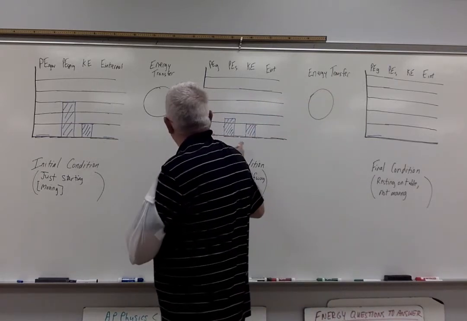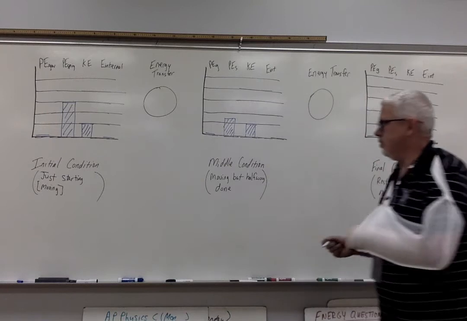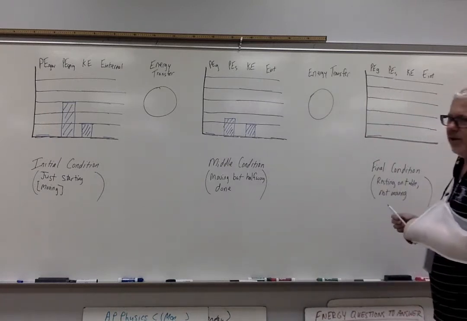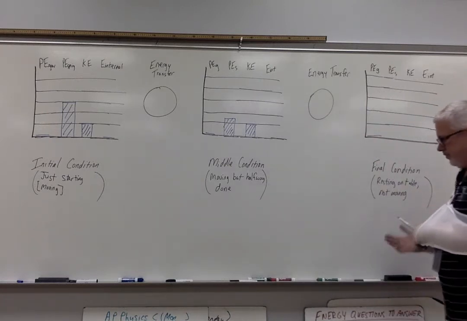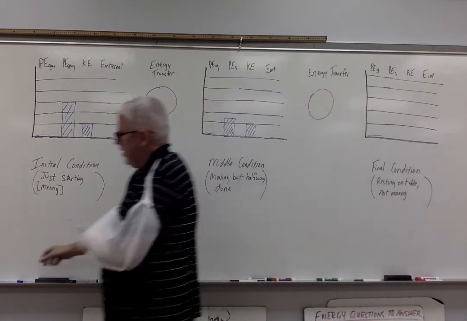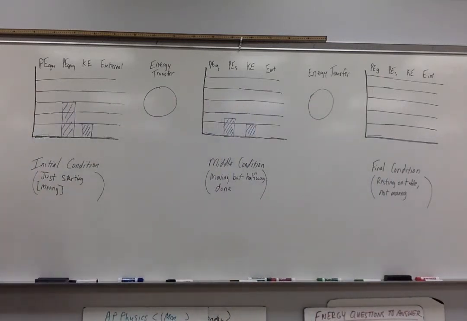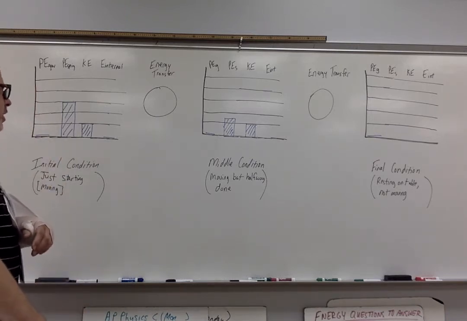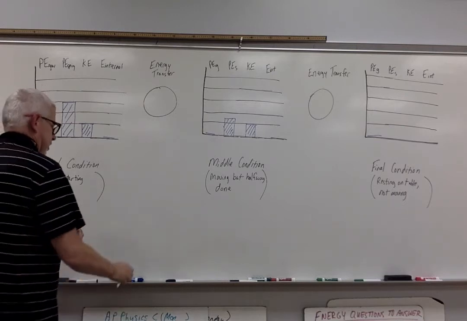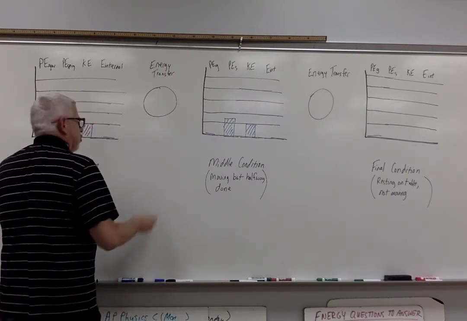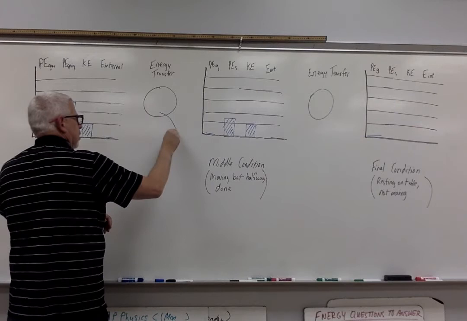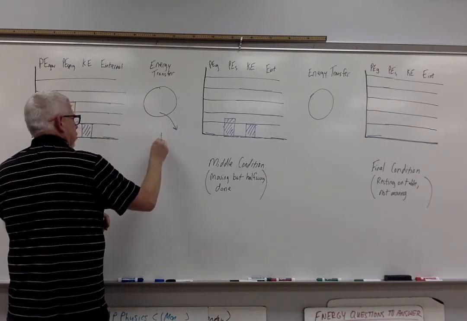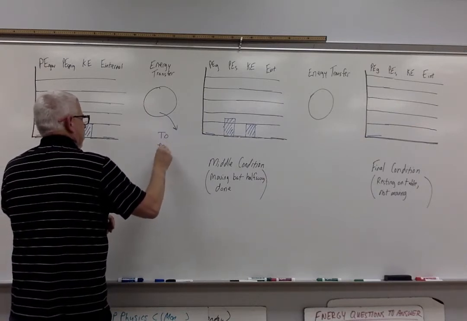4 bars over here, 2.5 bars over here, so the question is what happens? Well, the energy's got to go somewhere. And this is where we can't normally figure things out any other way, where we could say there's got to be some friction involved. So the question is, where does it go? In other words, does it leave the system? And if it does, I would draw an arrow like this, saying to the environment.